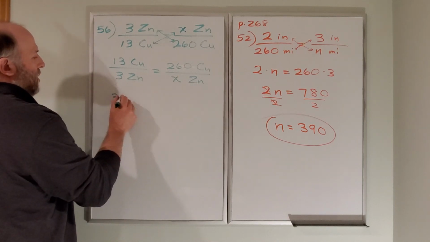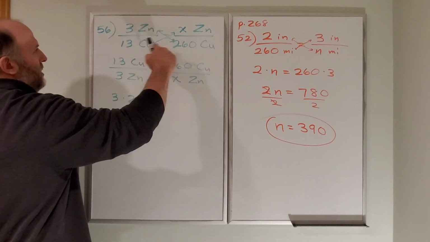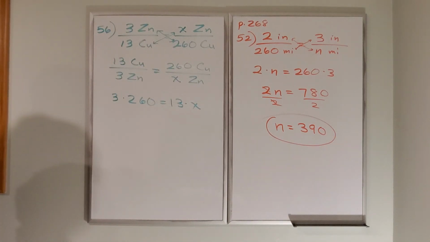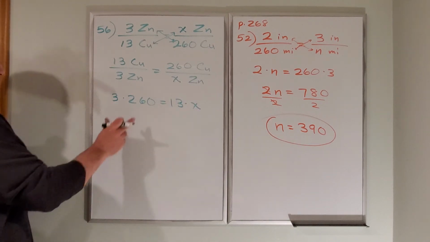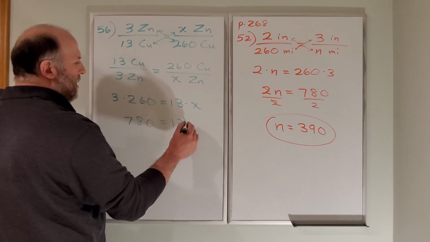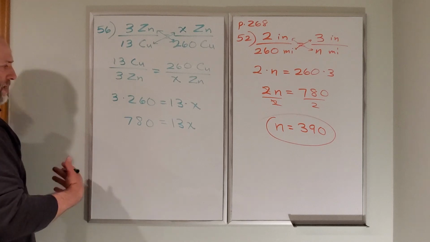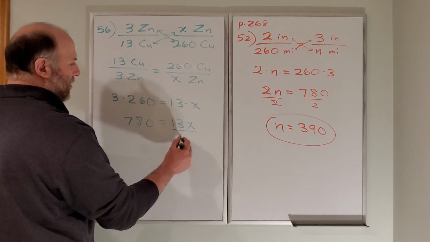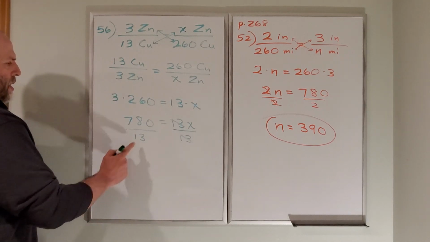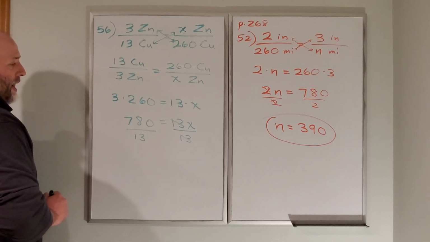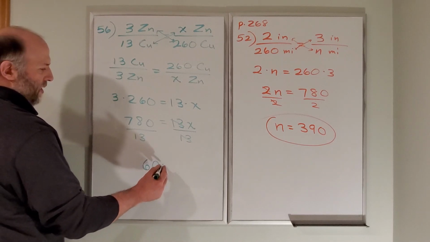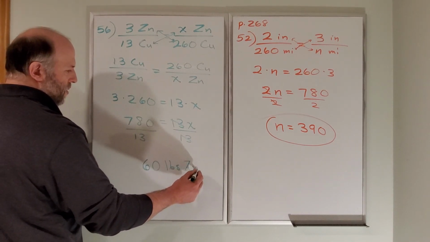So 3 times 260 is equal to 13 times x. Okay. Well, as I saw in the last problem, actually, 3 times 260 is 780. The only difference, instead of dividing by 2 on both sides, we want to divide by 13 on both sides. And if you do this division, 13 happens to go into 78 6 times evenly, so we'll end up getting 60 for the answer.